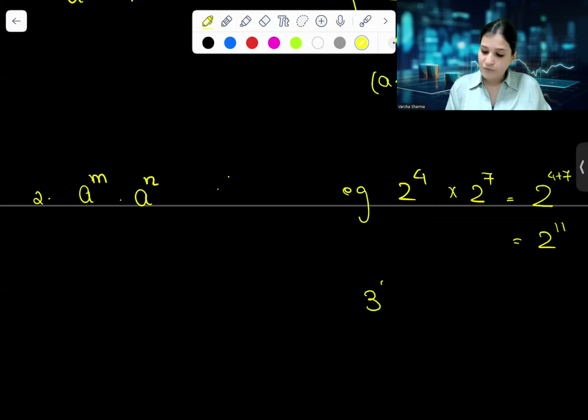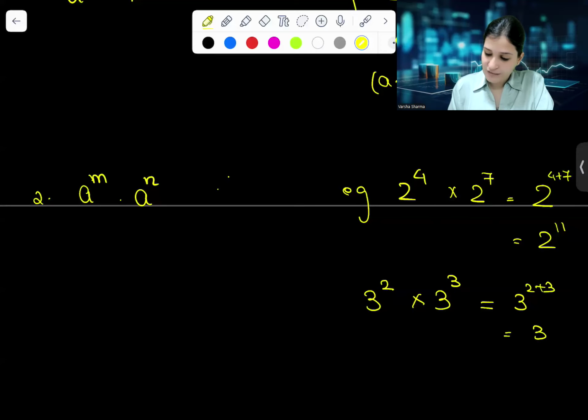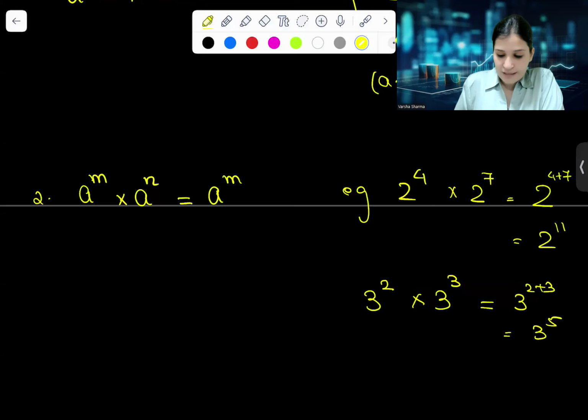If I have 3 power 2 multiplied by 3 power 3, what will I get? 3 power 5. 3 power 2 plus 3, that is 3 power 5. So the formula: a power m multiplied by a power n will give me the answer a to the power m plus n. Yes? Clear?